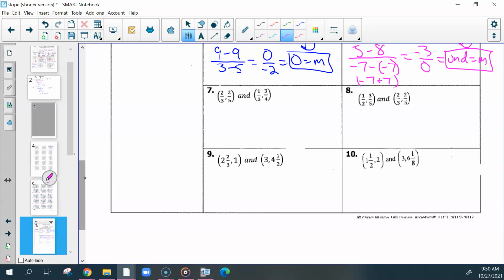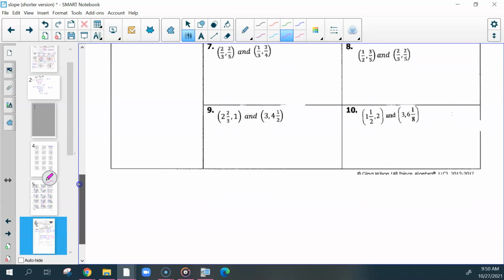Okay. Can we use a calculator? Yes. So we're going to do it all by hand first, and then I would show you how to put it in a calculator. Oh, we'll be able to use the calculator on the test, right? So we're going to do number 7.